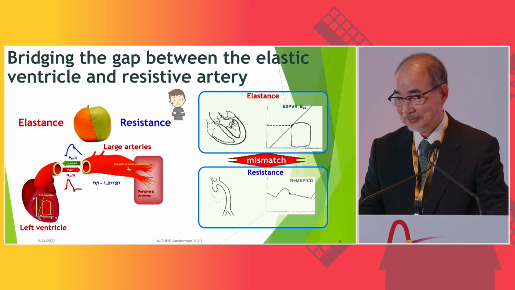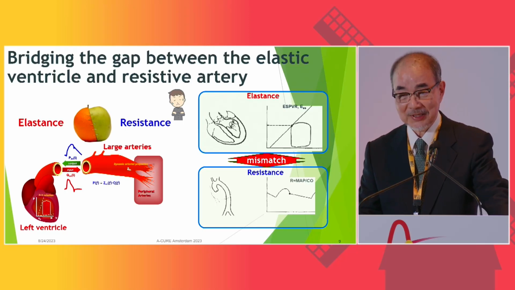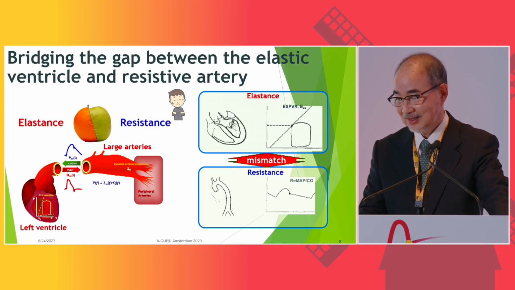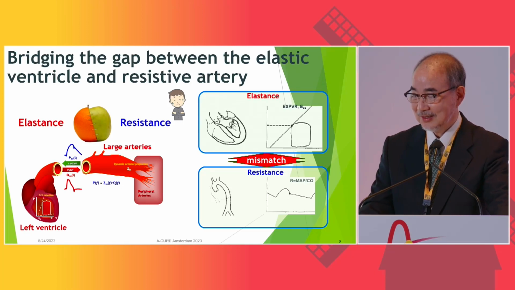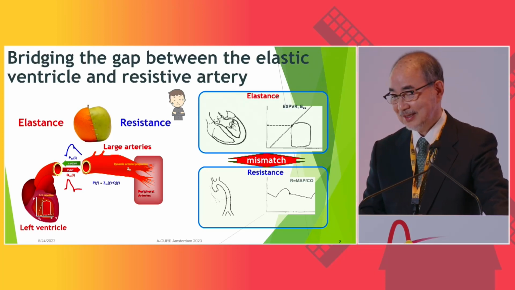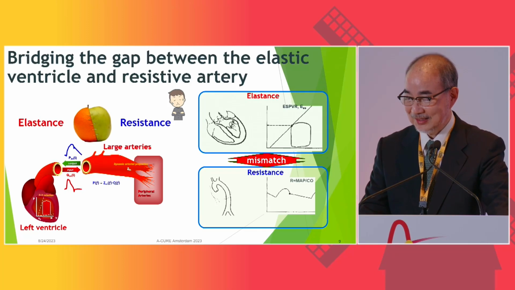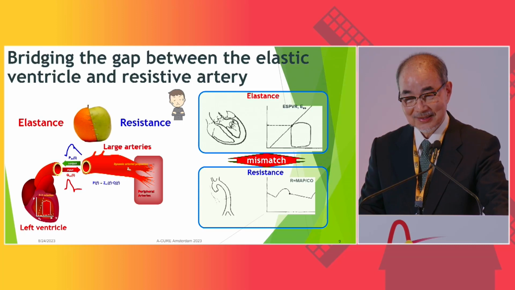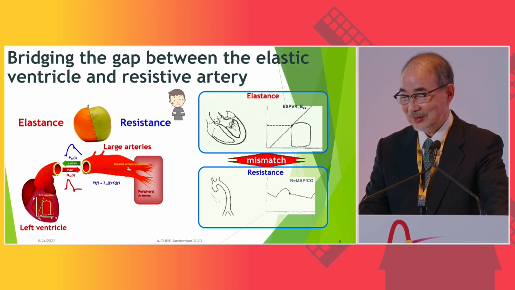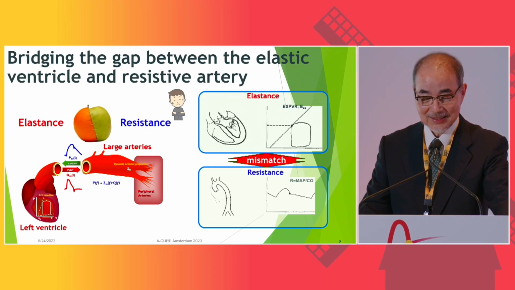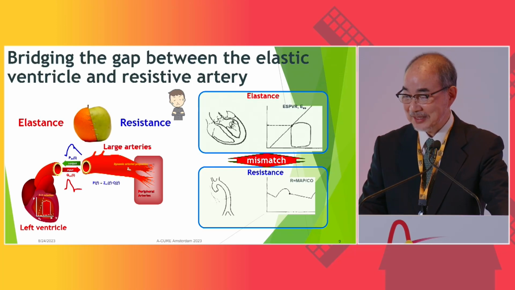And the heart is expressed in terms of elastance, pressure, volume, dimension, whereas the vascular system is expressed in terms of the pressure-flow relationship, resistance or impedance. And it's really like apples and oranges. They never match. So we need to think of some special idea that makes matching possible.